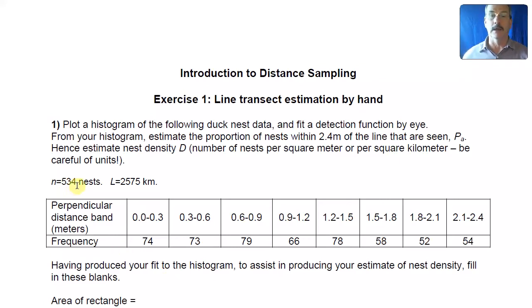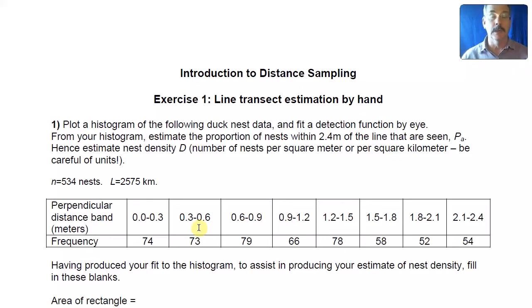What you're provided with is that overall there are 534 nests detected, given that the observers had walked over 2,500 kilometers of transects. The measurements were taken of duck nests seen within 2.4 meters of the transect line. So we've provided you with 8 distance bands and the number of nests seen in those bands. The first band, out to 0.3 meters from the transect, there were 74 nests detected. In the next band of width 0.3 meters, there were 73 nests detected, etc.